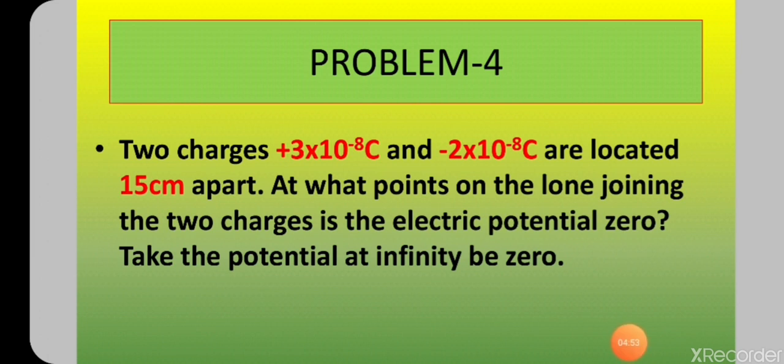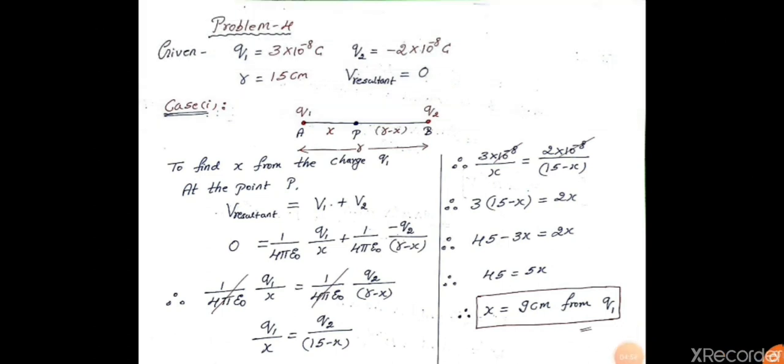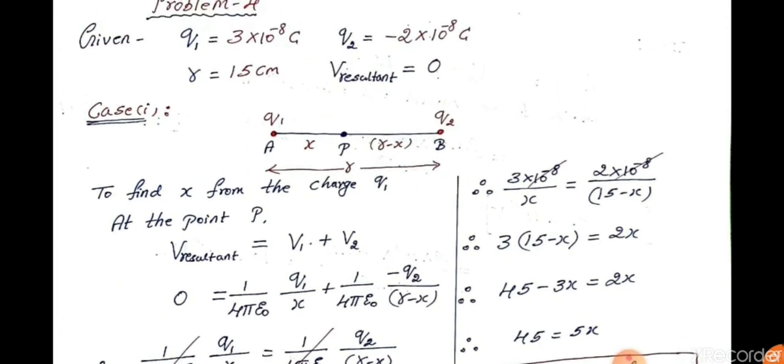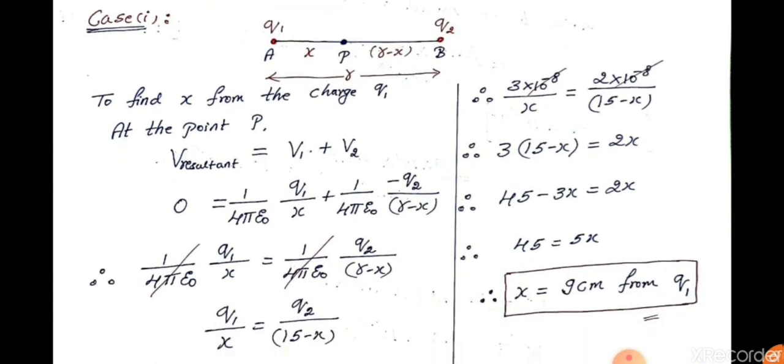We can solve this problem in two cases. Observe, we can solve this problem in two cases here. In case 1, observe the two charges q1 and q2 kept at a distance r, the distance 15 centimeter given, and q1 is a positive charge, plus 3 into 10 power minus 8, and q2 is the negative charge, minus 2 into 10 power minus 8 coulomb. In case 1, we take the point P in between the two charges. At what distance does the potential become 0? We don't know that distance. Let that distance be x.